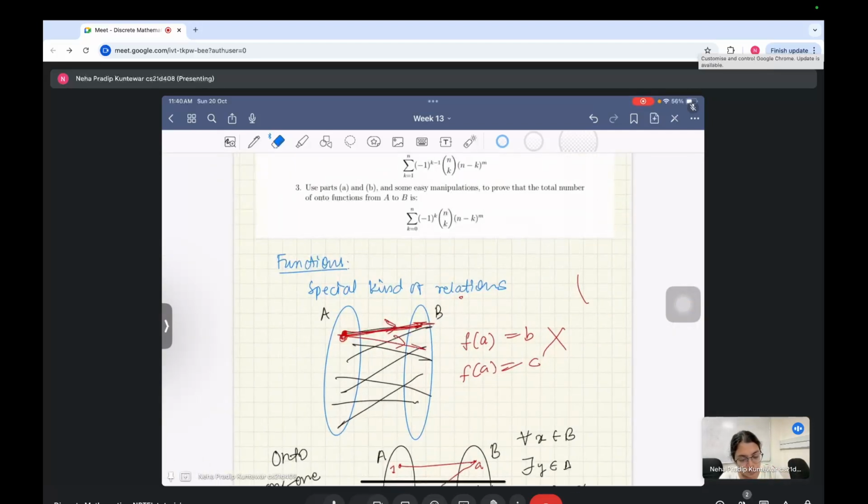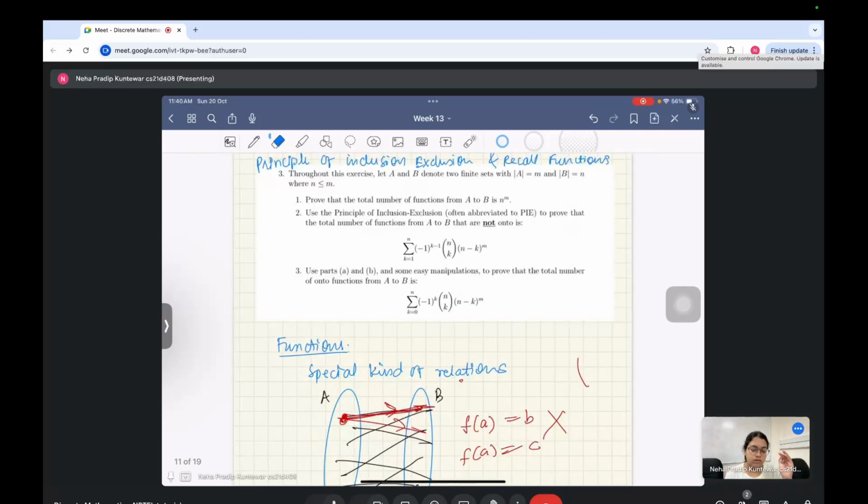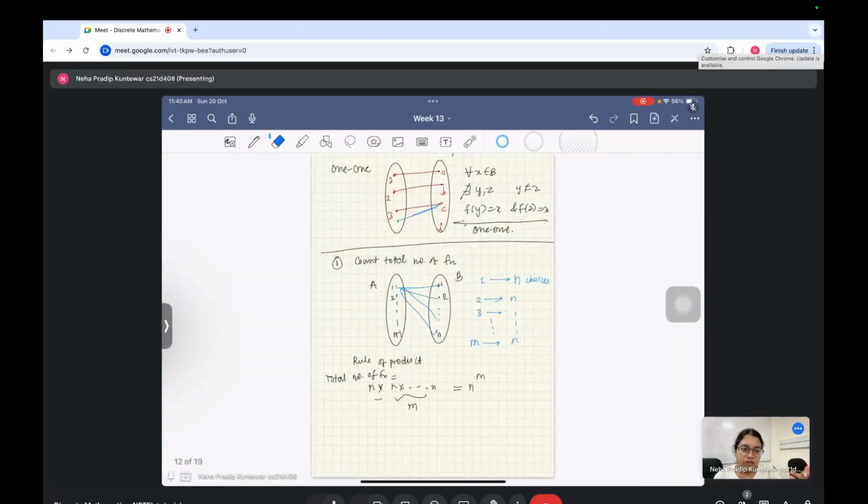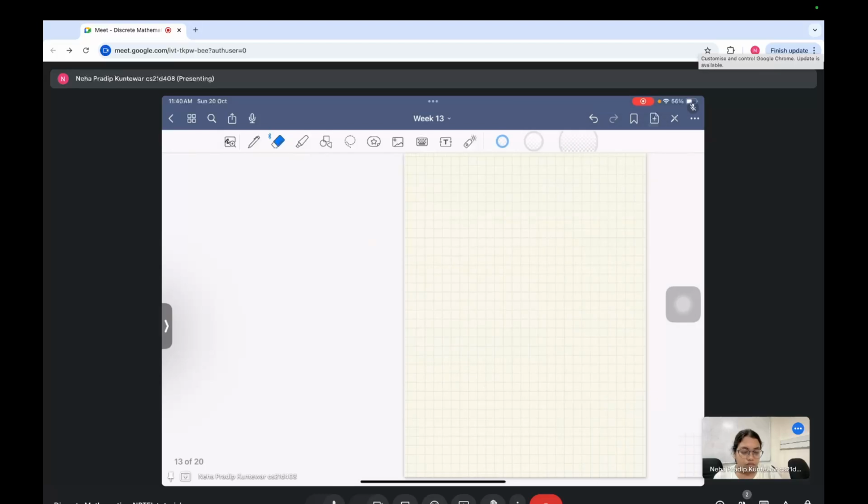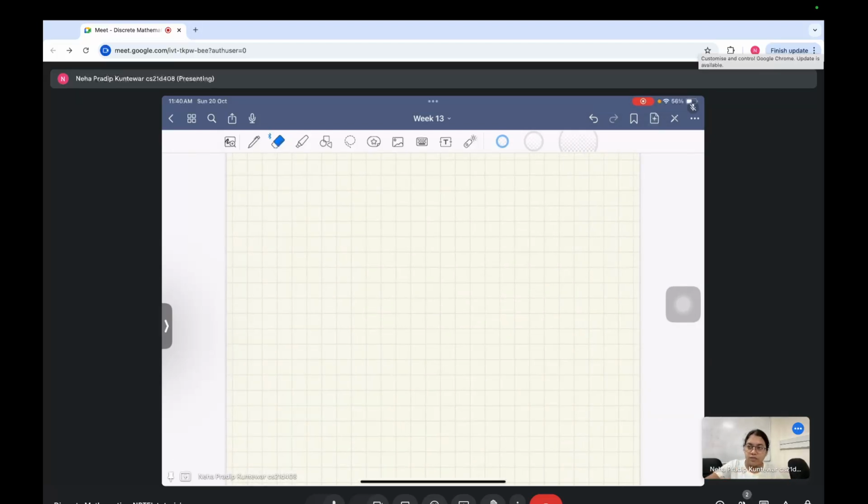Eventually that is what I want to find. So what I'll do is, I'll use what is called the principle of inclusion exclusion. And what does that say?